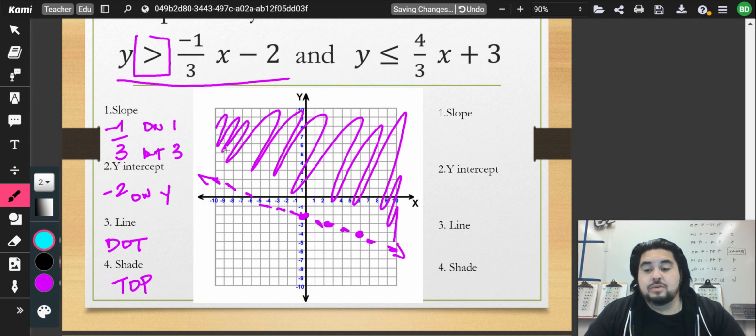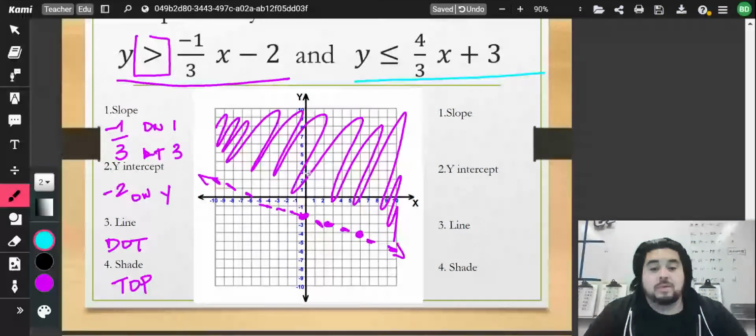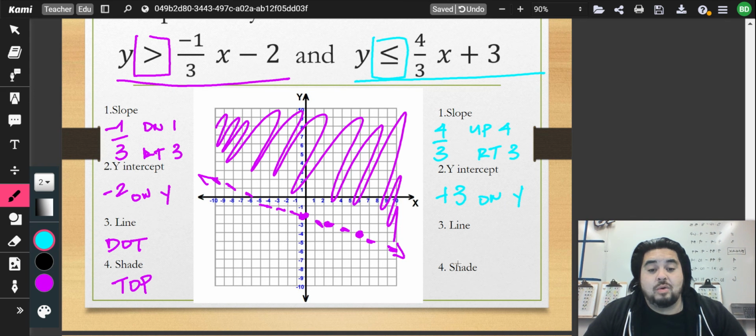Now I'm going to switch over to blue and we're going to do the second inequality. So here my slope is 4/3. So I'm going up 4 units. I'm going right 3 units. My y-intercept is +3 on the y-axis. Looking at the inequality, now I do have an or equals to symbol, that little line underneath. So that means that the line is going to be solid because it's now included in the answer. And I'm shading on the bottom because it says y is less than. So the answers are less than the line, underneath the line.